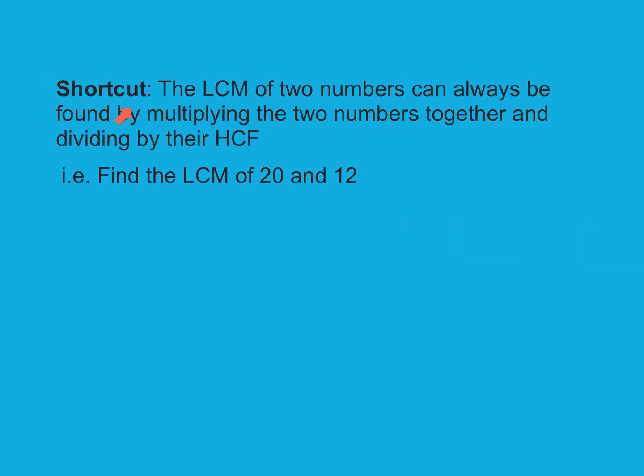Now there is a shortcut that you can use to find the lowest common multiple, and you do that by multiplying the two numbers together and then dividing them by their highest common factor. So let's try and do that in this question over here. Find the lowest common multiple of 20 and 12. How do we go about doing that?